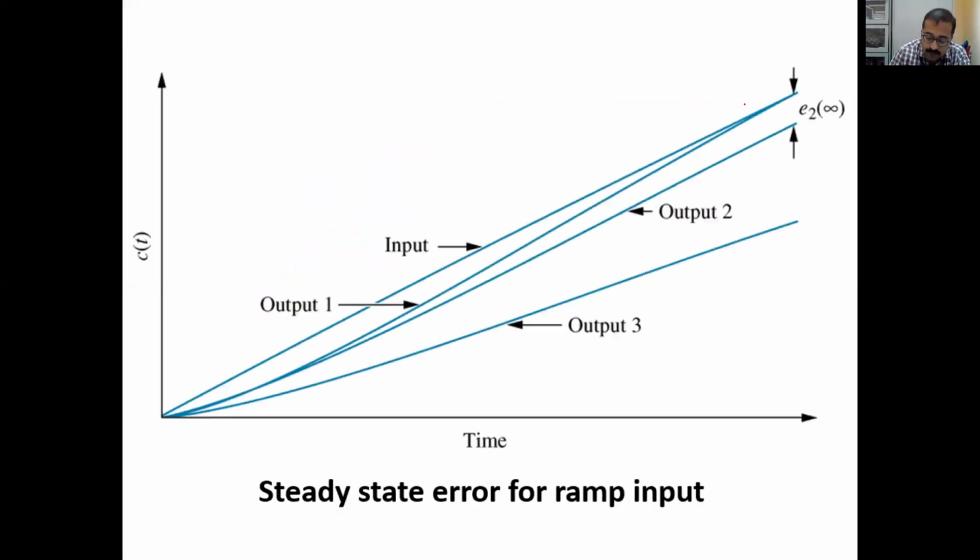This is a ramp input or a velocity input, and three outputs are shown here. Output 1 will merge with the ramp as time t tends to infinity, so that at steady state the error is 0. Output 2 has a constant difference with respect to the input. This is the constant difference. The error is measured as the vertical difference like this. Whereas output 3 is diverging, so the steady state error will be infinity in the case of output 3.